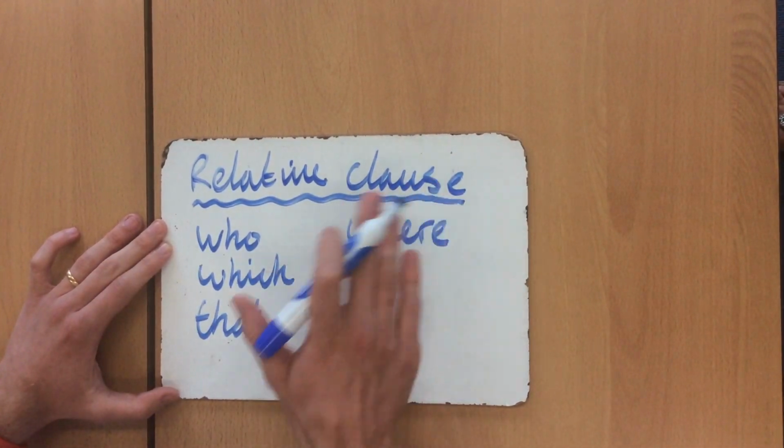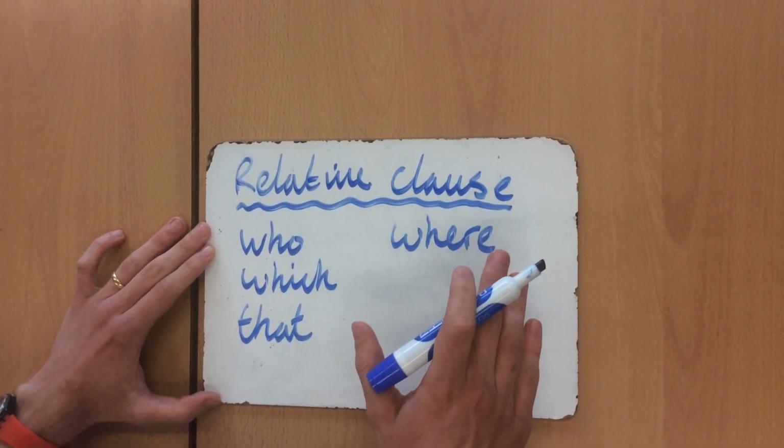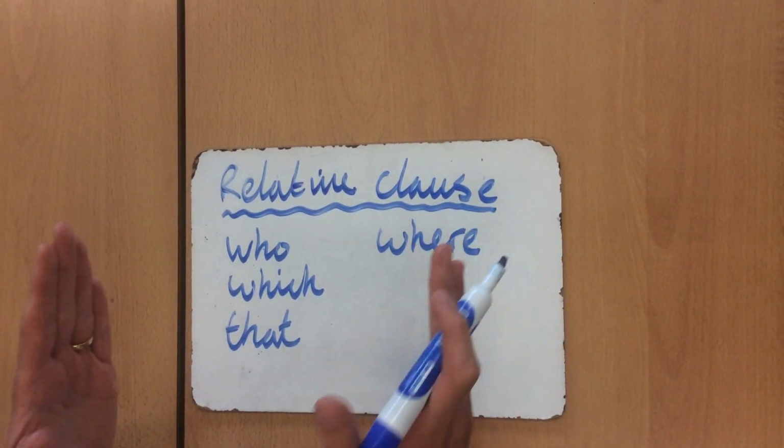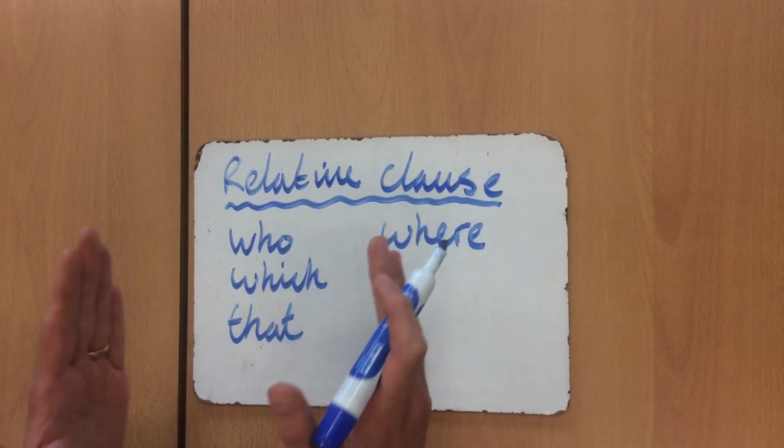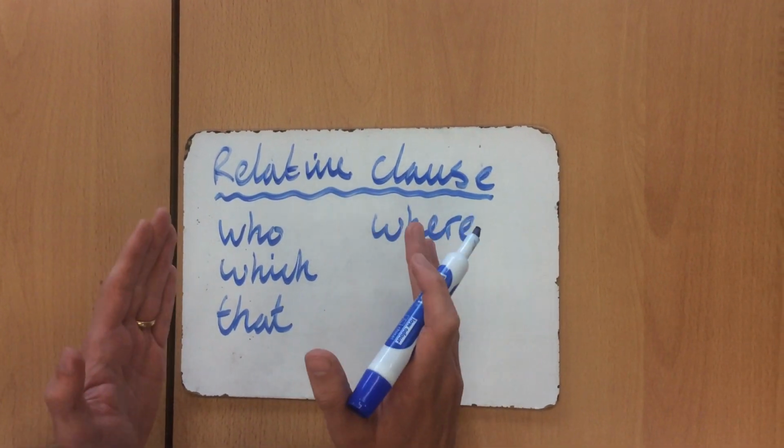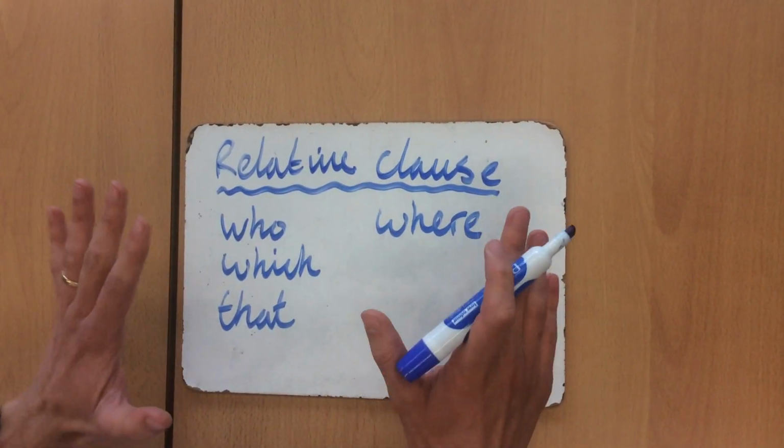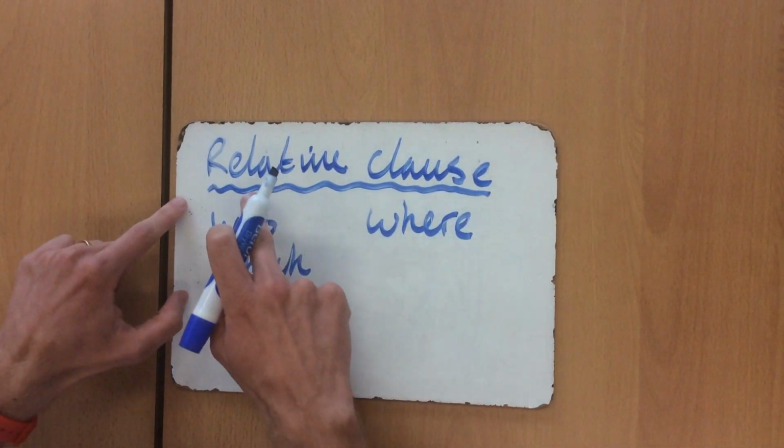So first of all, what is a relative clause? Well, a relative clause is a subordinate clause. That means it can't stand by itself. It has to be part of a sentence. And it's a clause that describes a noun or pronoun. So that's the definition of a relative clause.